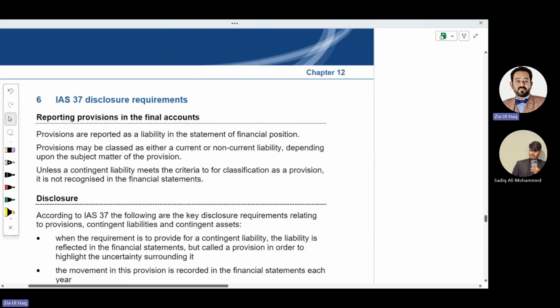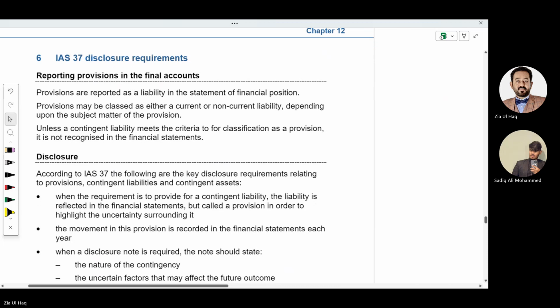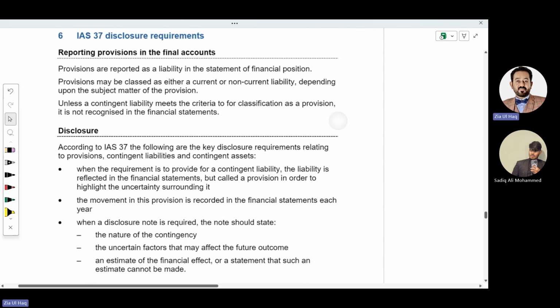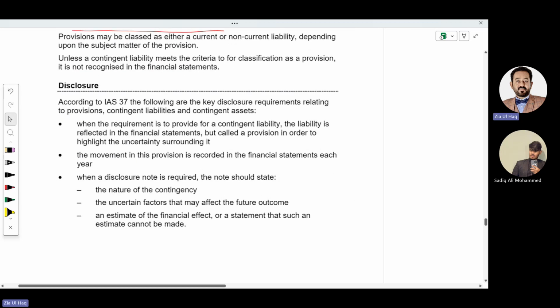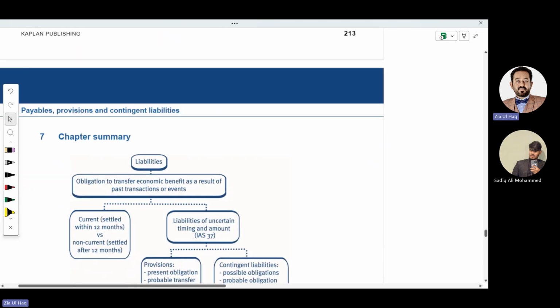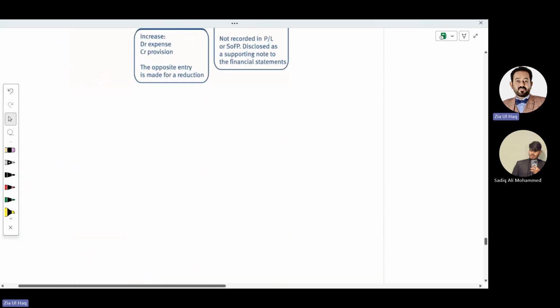And this chapter is completed now. Per IAS 37, we need to record a provision as a liability. And we need to disclose contingent assets and contingent liabilities. There is no accounting entry for them. And this chapter is completed.